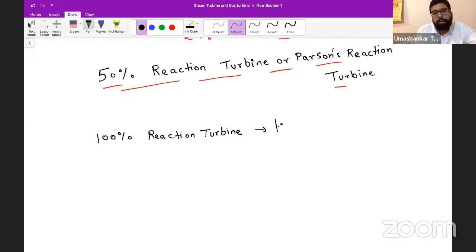In a 100% reaction turbine there is no impulsive effect, so it is Hero's turbine. It was used centuries back. It was developed in the time of Romans and Greeks. The first clue of this Hero's turbine can be seen back in some time before Christ.